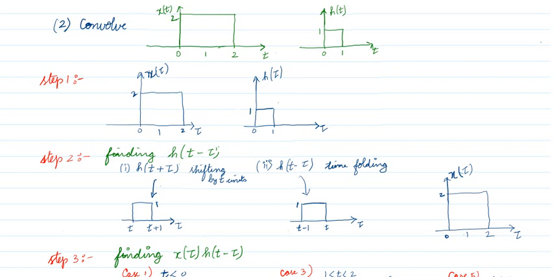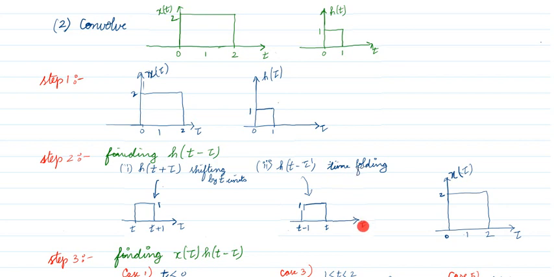This is h of t plus tau, where 0 to 1 becomes 0 plus t is t, 1 plus t is t plus 1. Now we have to do time folding, with respect to tau, because the independent variable is tau. So 1 will become minus 1, and this part of the signal will go to the left side. This is called time folding. So t plus 1 will become t minus 1, and this has come here.